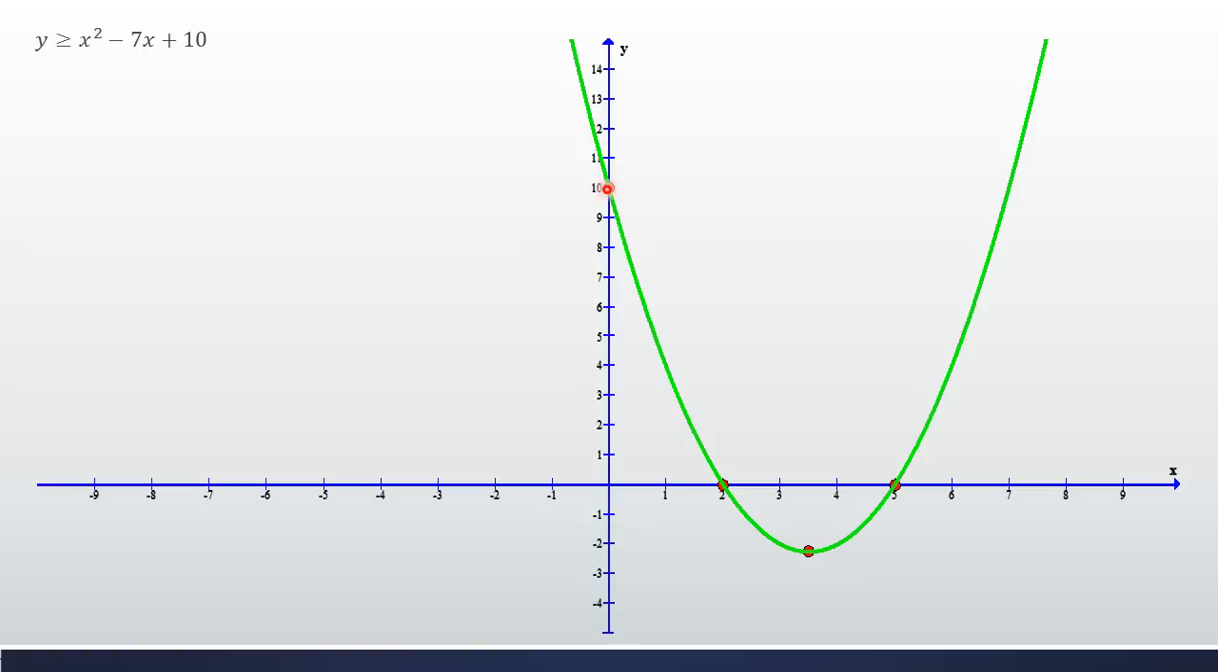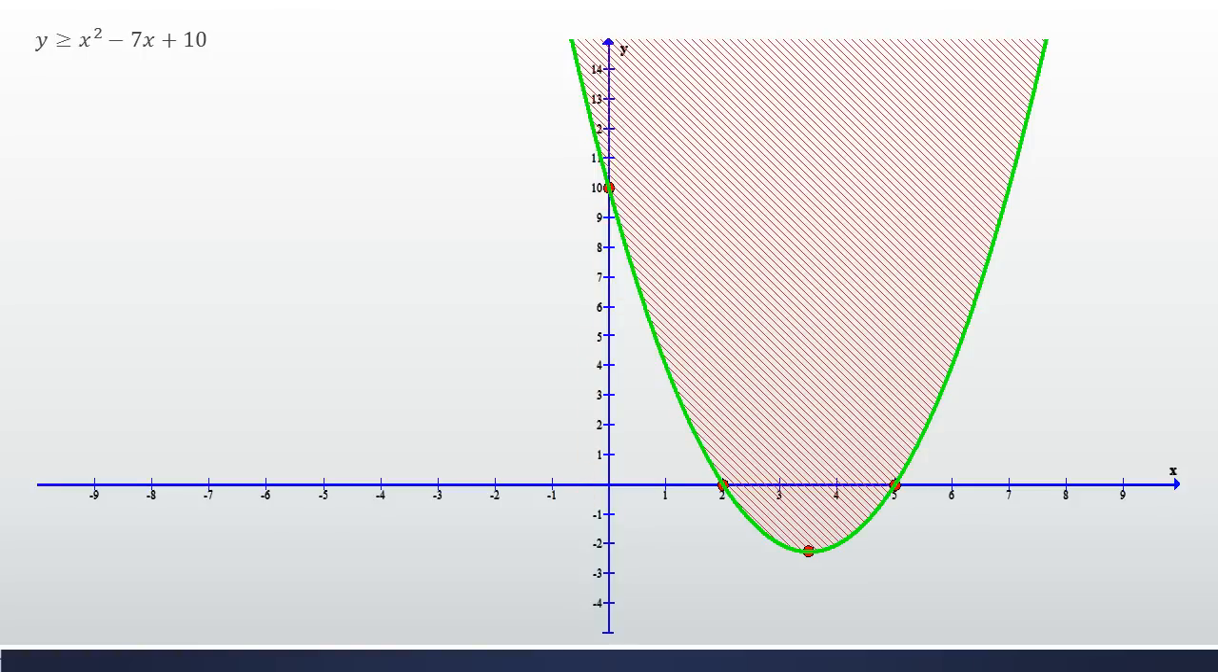If I wanted less than, it would be everything less than, based on the values on the y-axis. So I'm going to shade above it. That is the solution to my graph. We can still check these. Yay, I love checking my stuff to make sure I'm right.